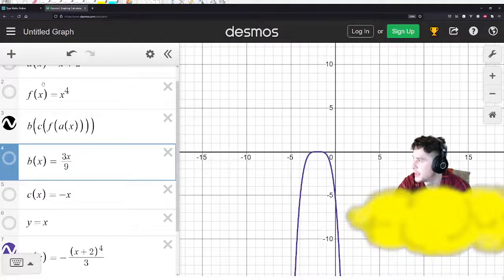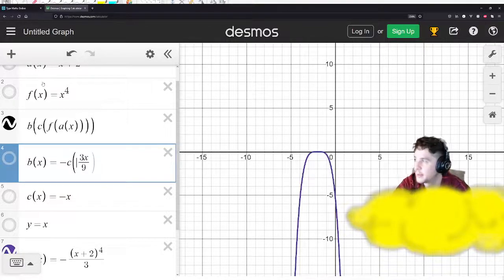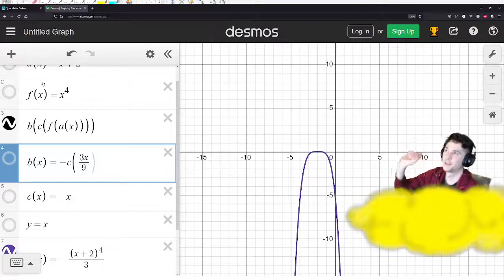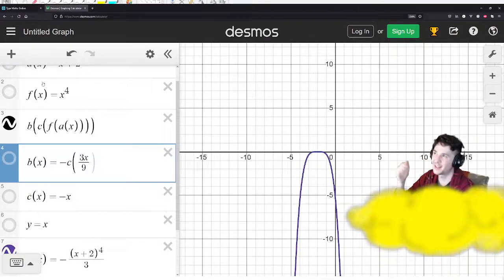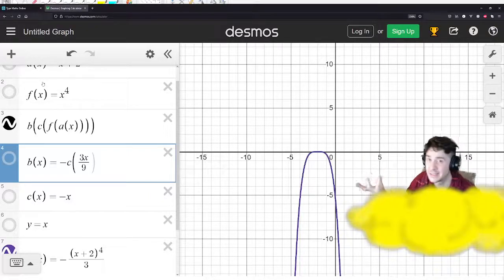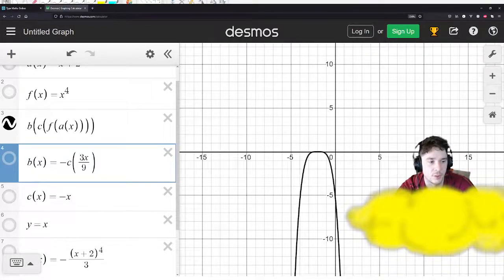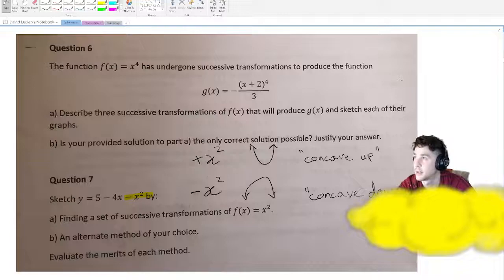So we could also say b of x equals negative c of that thing, right? So the c is going to make the 3x over 9 negative, but then we negative it again and we still get the same thing. So this is needlessly complicated. But what I'm trying to do here is show you that we get the same function from different solutions. So that's that second part there. Is our solution the only correct answer? No, we've justified that by showing other correct answers.